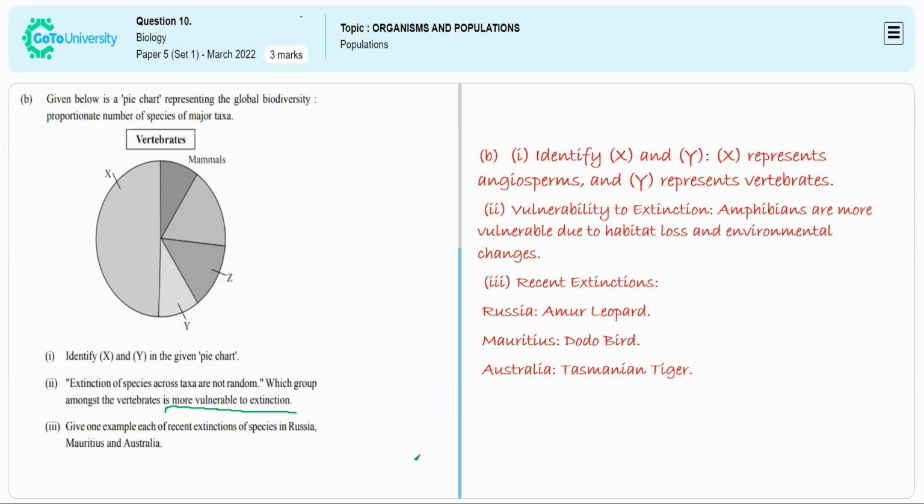We are going to recent extinction. In the recent extinction, in Russia, the Amur leopard died. In Mauritius, the dodo bird, recent extinction. In Australia, the Tasmanian tiger went extinct, right? So we need to give this number of examples for this particular sub-question 3 of the next sub-question B of question 10. In 10, B is there. In the B, sub-question 3. In the sub-question 3 answer, we already wrote it on the board for your better understanding.